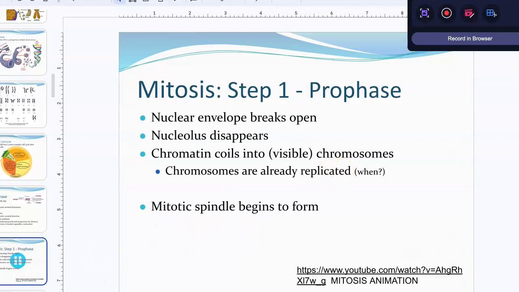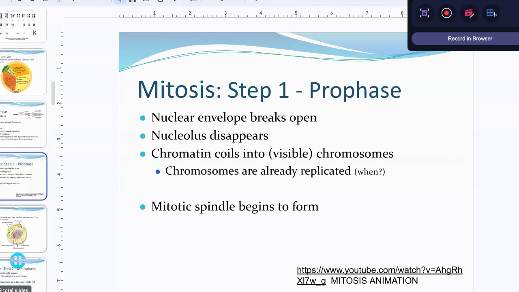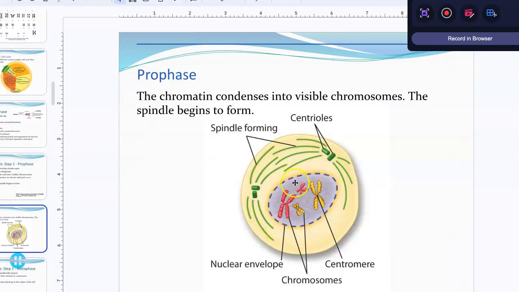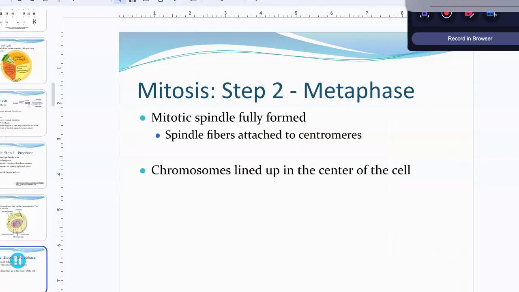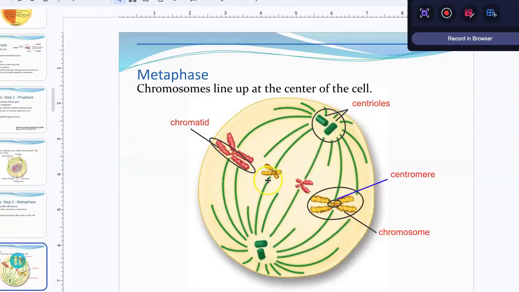Mitosis step one, prophase, is where you can actually see the chromosomes. It's visible, and the mitotic spindles begin to form. It looks like this. They're visible, they're in the X form because they've been copied, and here are the spindles forming. The next one is going to be metaphase, where they line up in the middle, and that is so they can divide. Here they are lined up in the middle.